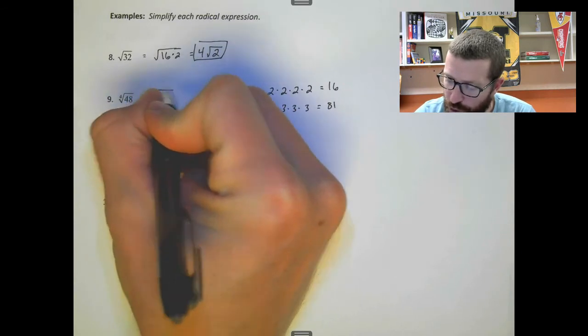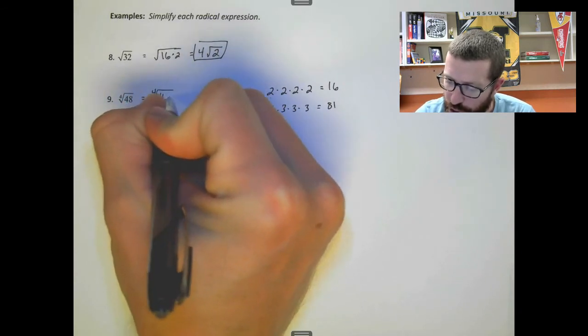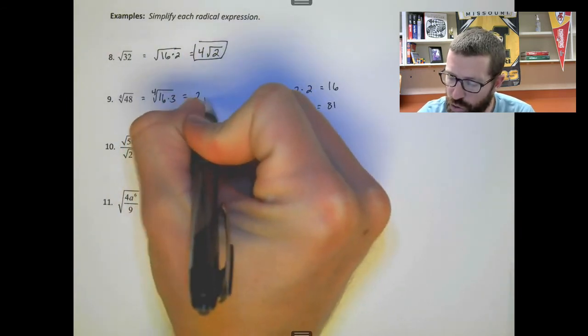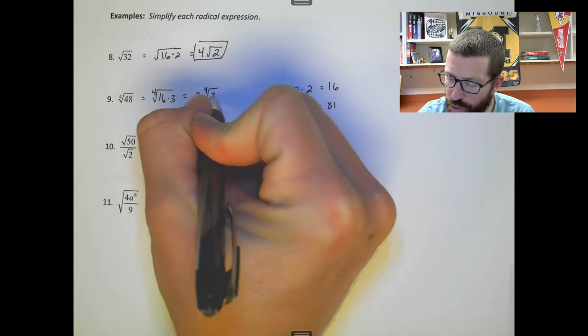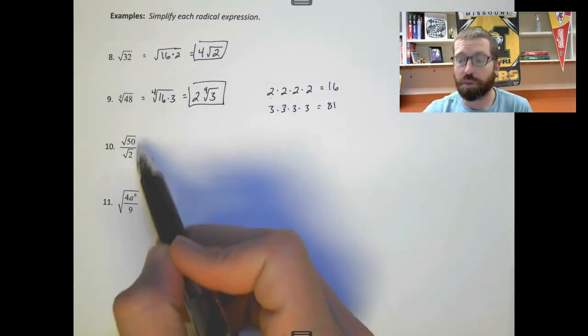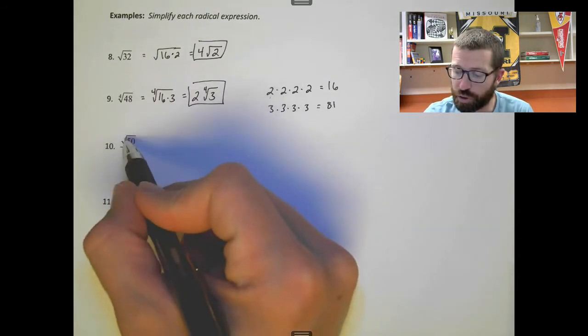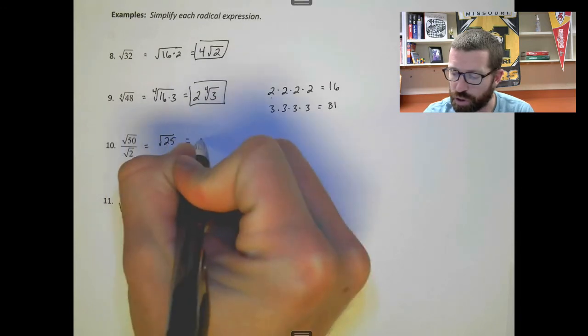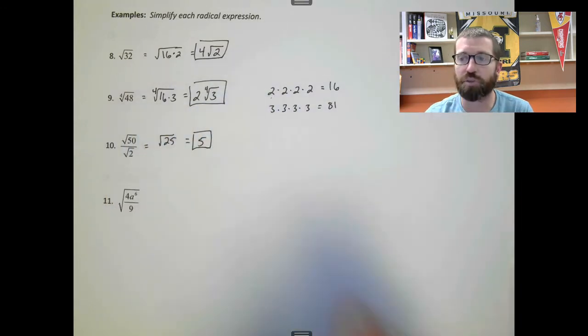Let's see what we're doing. The fourth root of 16 times 3 is the same thing as the fourth root of 48. And so that's 2 times the fourth root of 3. Here you can simplify first. 50 over 2, because they're both square roots, is just the square root of 25, which we know is 5, because 5 times 5 is 25.